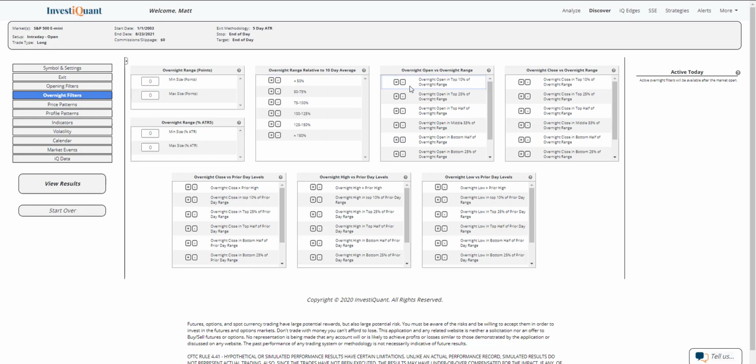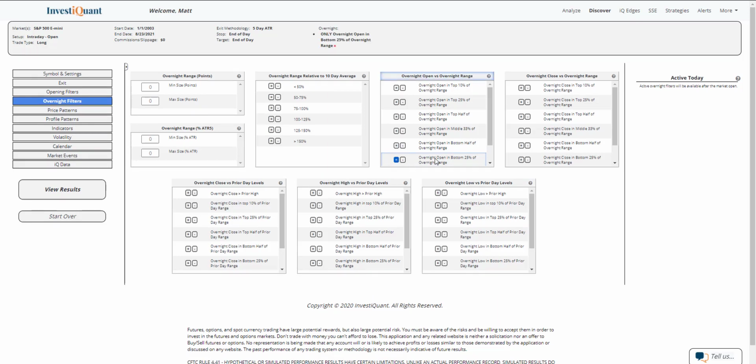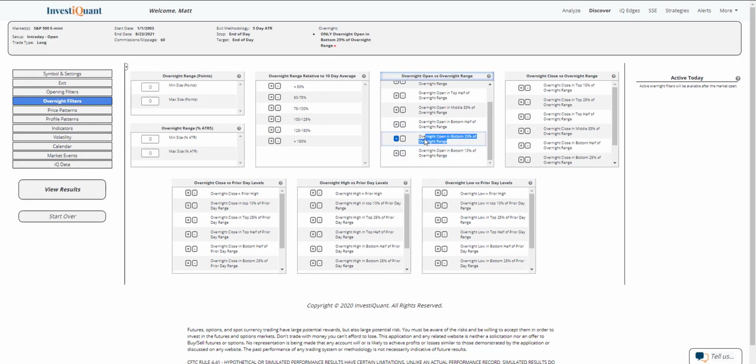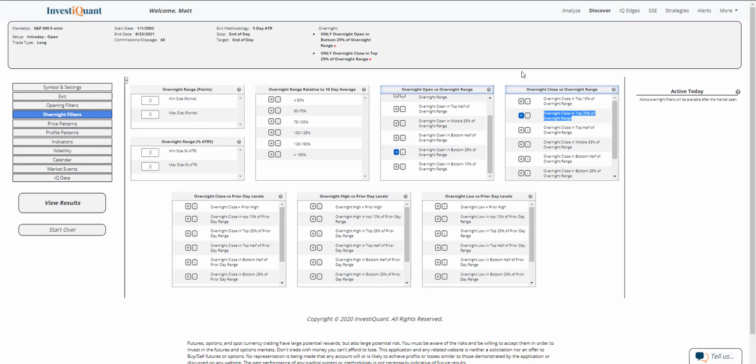I've got the S&P selected here specifically, and it will be entering at the open of regular trading hours, which is 9:30 a.m. Eastern Time, exiting at 4:15 p.m. Eastern Time. Now, the pattern here is going to be based upon the open of the overnight session being in the bottom 25% of its overnight range, and then closing near the top of the range. So I'm going to use close in the top 25% of the overnight range.